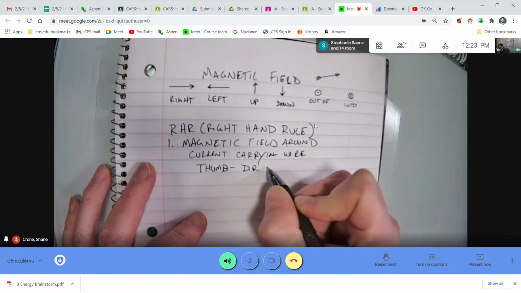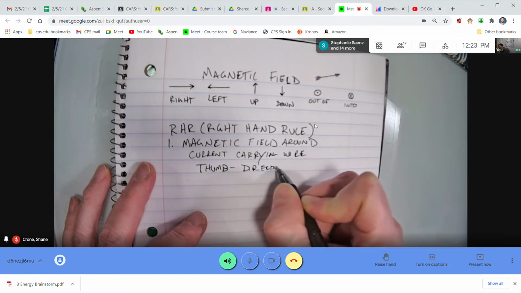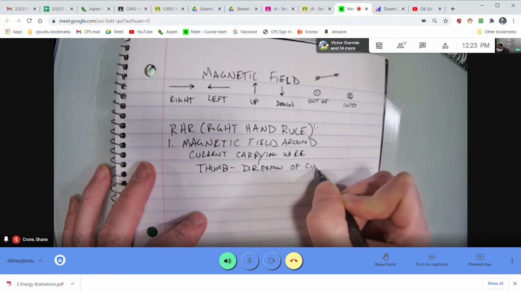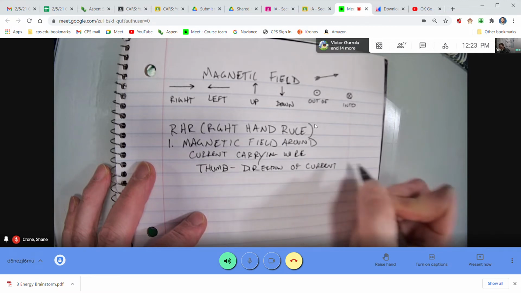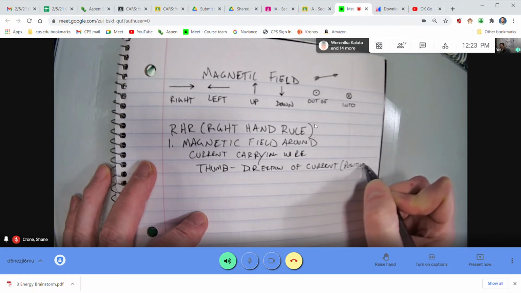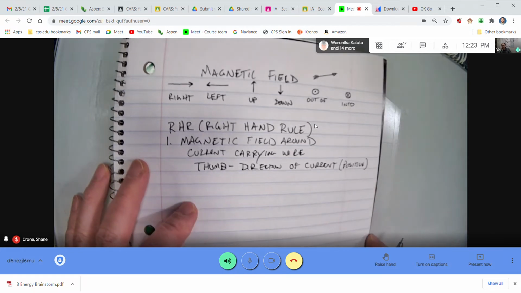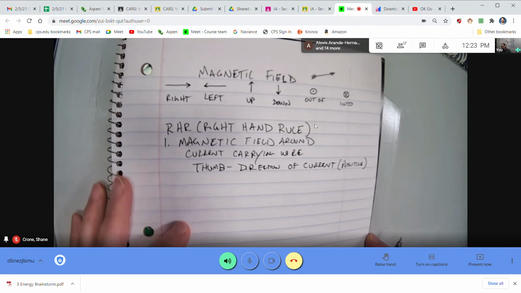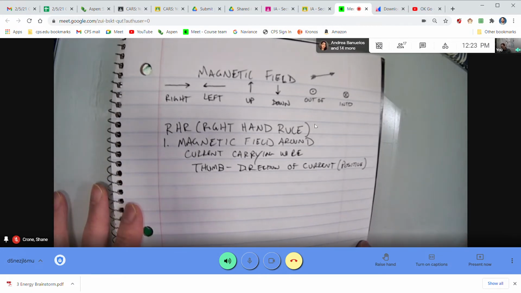This is the direction of the current. And I'm going to put this in here just to make sure you don't forget this, the positive. Even though in reality it's actually the negatives moving the other way, it doesn't make any difference. Everything still works out exactly the same.